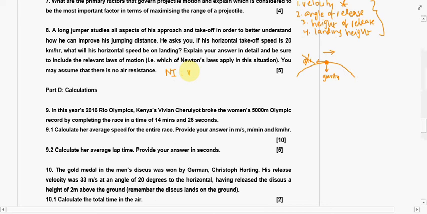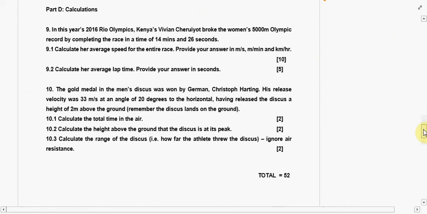Therefore, the velocity on landing, or the final velocity, is equal to the initial velocity. Okay, so if he left with 20 meters per second or 20 kilometers per hour, his horizontal velocity on landing should also be 20 kilometers per hour. Okay, so you can unpack it under the definition of Newton's first law.